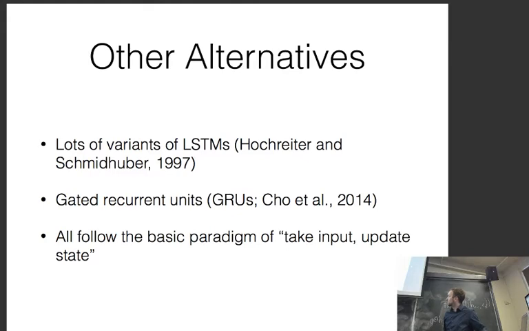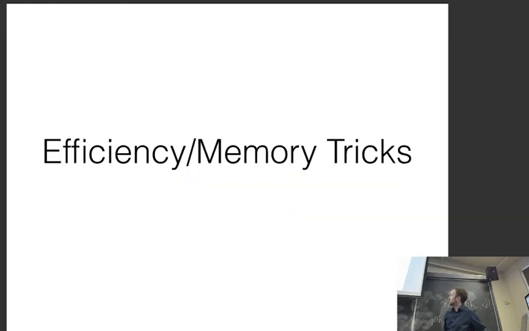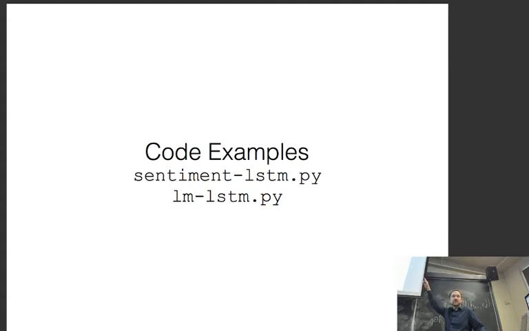And all follow this basic paradigm. I won't even illustrate these because using LSTMs in most frameworks is as simple as changing RNN into LSTM in your source code. So all frameworks provide LSTMs, and you can just use them.